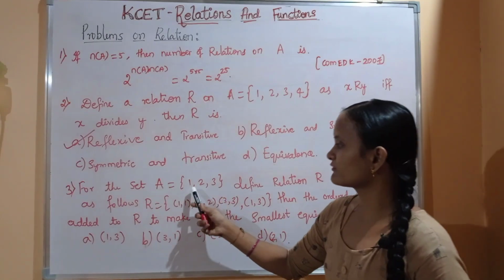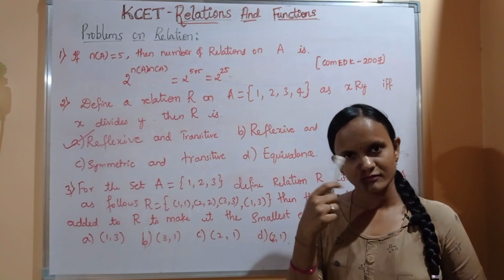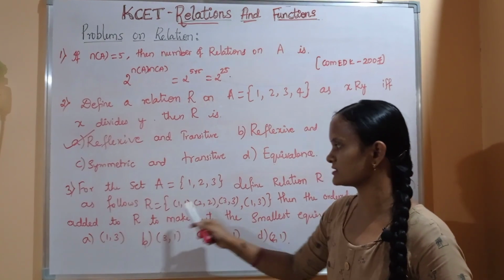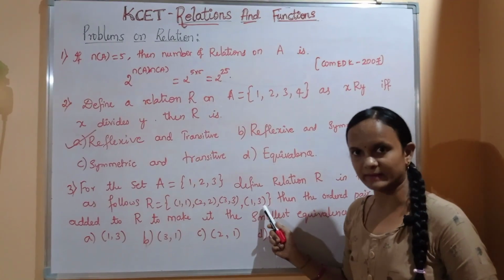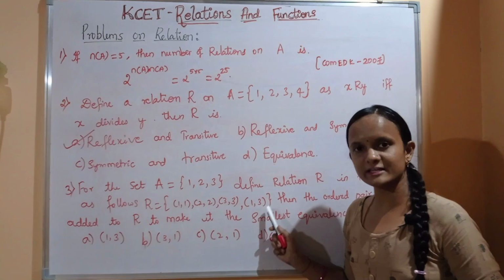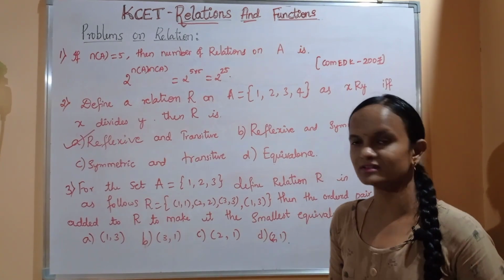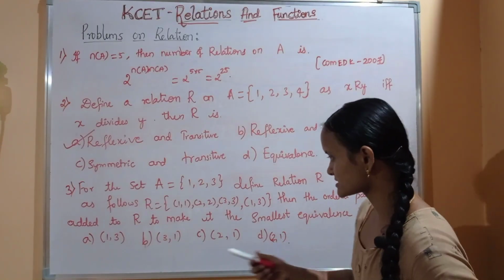Since the given set is {1, 2, 3}, for reflexive, all elements should be in the form (a, a). That is (1,1), (2,2), (3,3). Of course, it is reflexive. Next, what is extra here? (1,3). If (1,3) is present, (3,1) should be present. This is the symmetric condition. So, what is missing? (3,1). Let us take it.